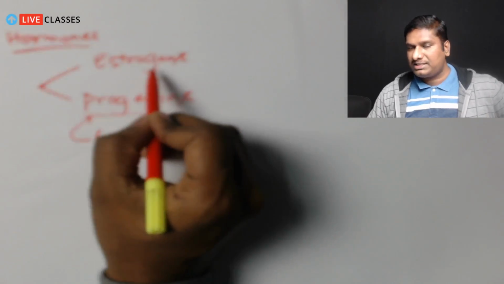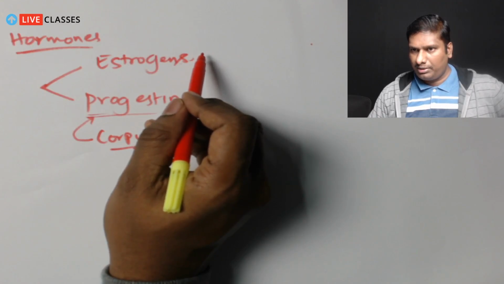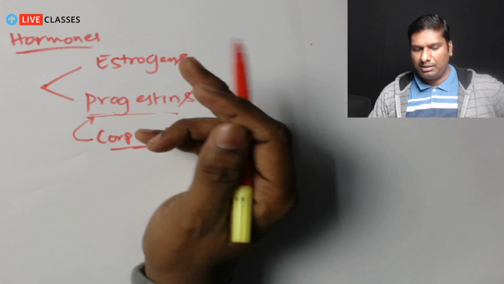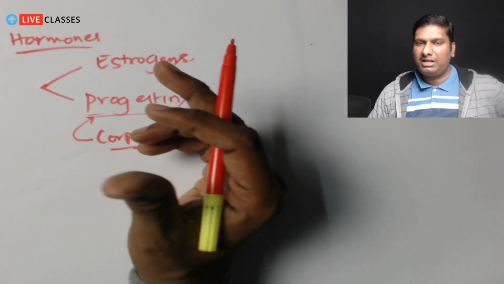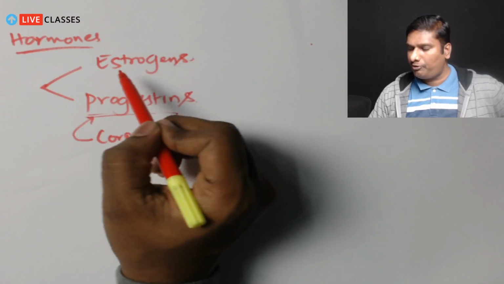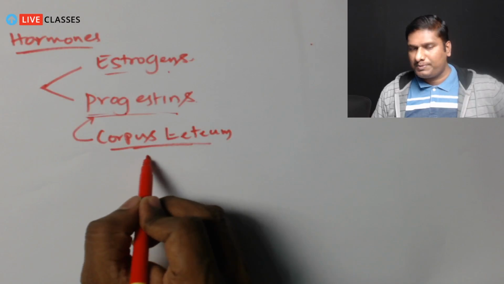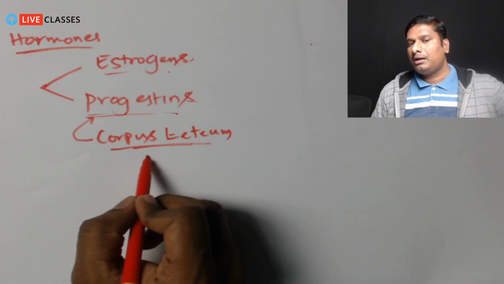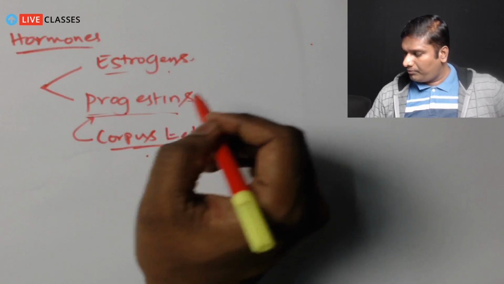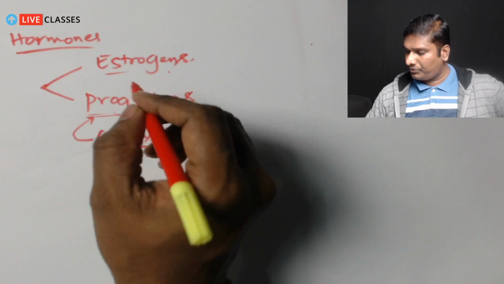The estrogens are produced by your cortical region, specifically the follicles and the stromal region of the cortex, which are responsible for the estrogen production. The progestins are produced by the corpus luteum which is formed once the follicle is ruptured. So that is about the two hormones which are produced by the ovaries.